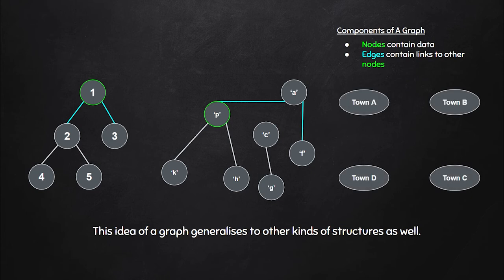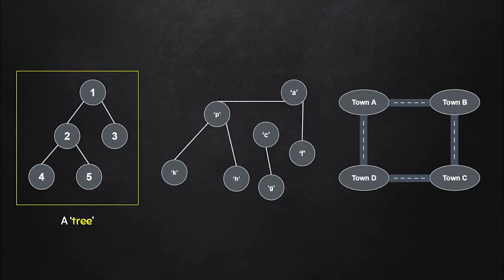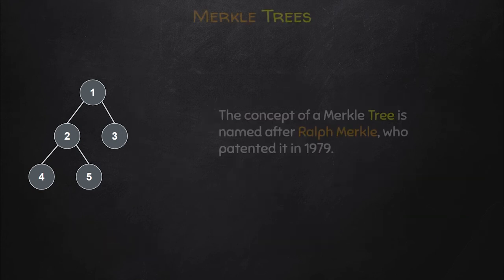Another application of graphs will be picturing 4 towns connected by some form of road network. We are interested in the leftmost structure, and it is called a tree, which has 2 properties. 1. The graph is connected, which means that there is a path from one node to every other node, and 2. It's without cycles, unlike the road network on the right. This is where Merkle trees gets its name.